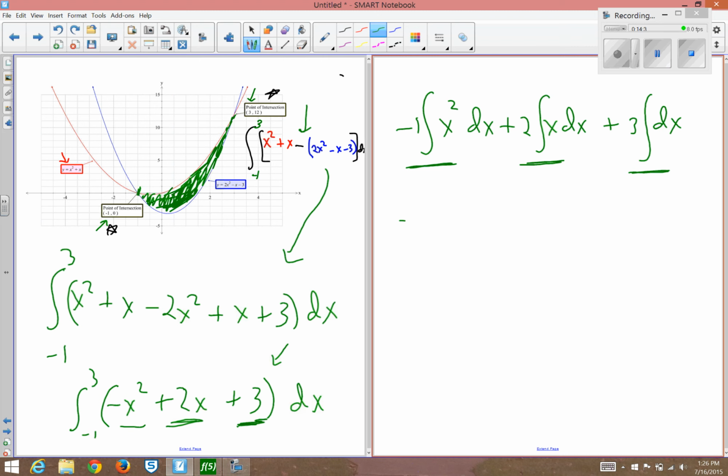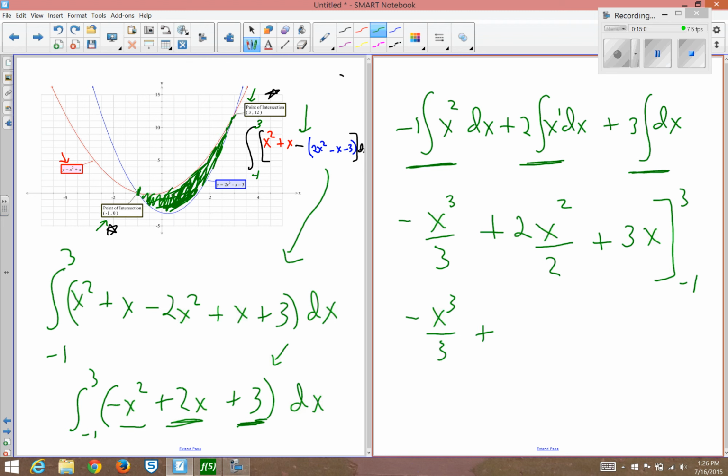Those are to the left of the integral symbol. Then I bring down the -1. The integral of x to the second dx is x to the third over 3. The plus and the 2 get copied. The integral of x to the first dx is x to the 2 over 2. Copy the plus, copy the 3. And the integral of dx is just x. Instead of writing plus c, make this bracket with the 3 and the -1 attached. So we have this, negative x cubed over 3 plus x squared, because these 2's cancel, plus 3x.